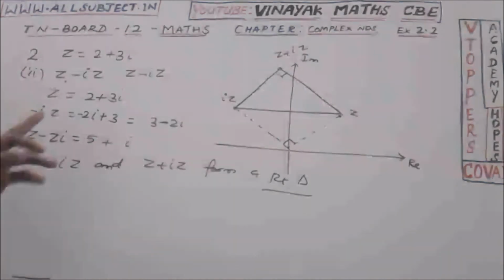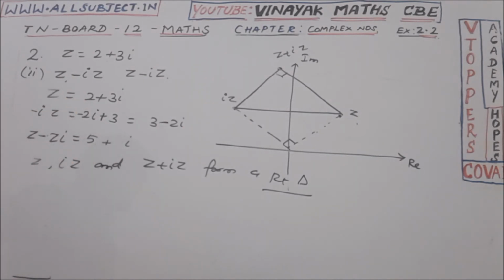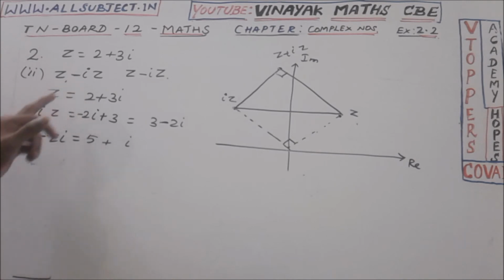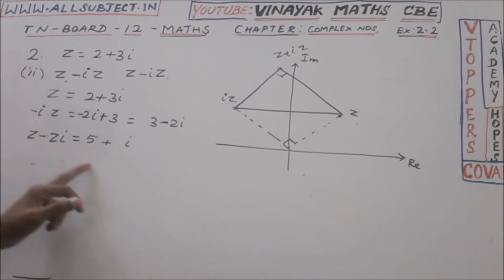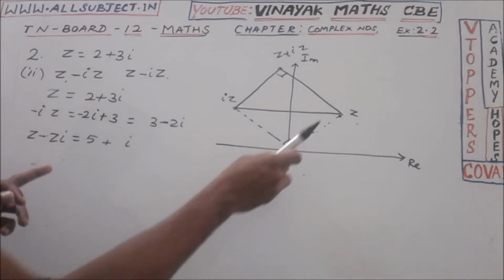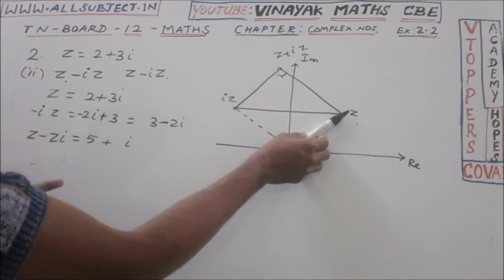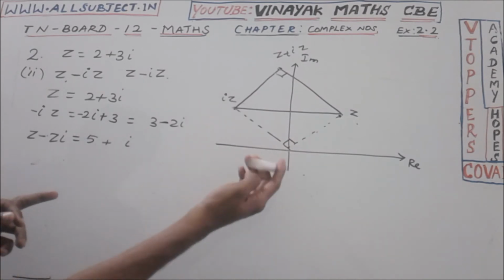Here the values are: z is 2 plus 3i, minus iz is 3 minus 2i, and z minus iz is 5 plus i. Now plotting these points here, we plot z, minus iz, and z minus iz. Now multiply by minus i, it will rotate 90 degrees in the clockwise direction.